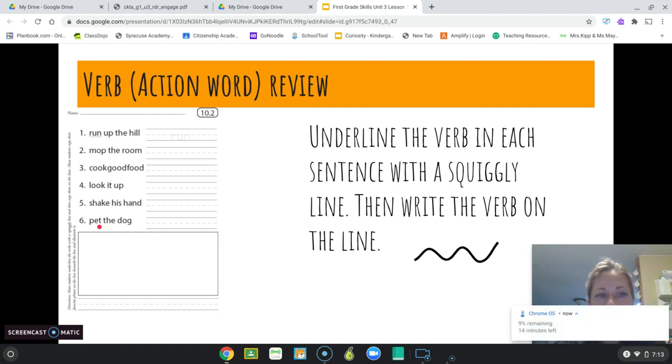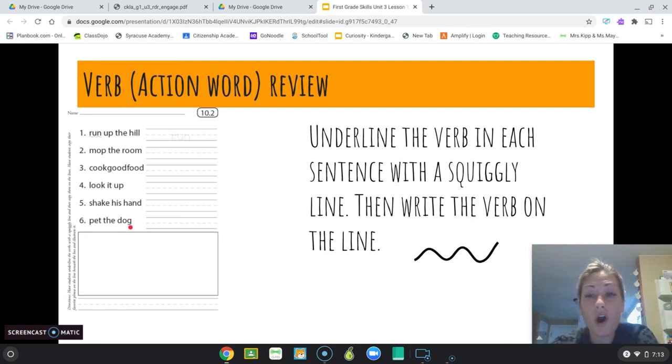Last one, pet the dog. Is dog an action word? No. Pet, right? Pet. That's an action. So we would do a squiggly line under pet and put it on the line right here.